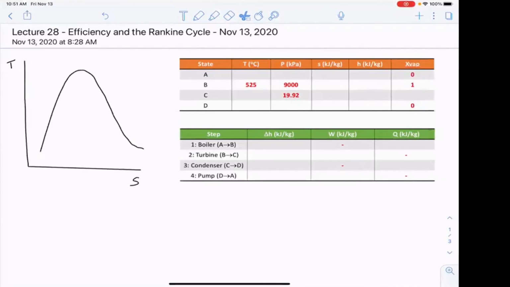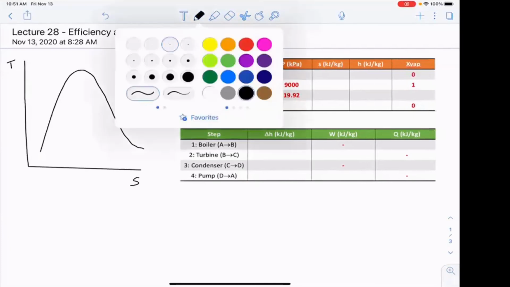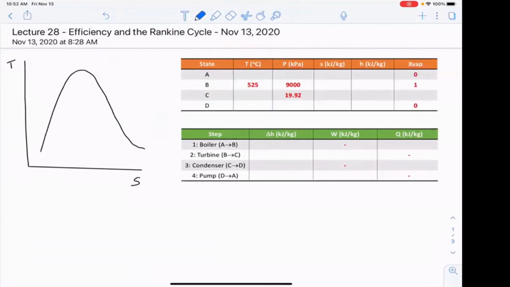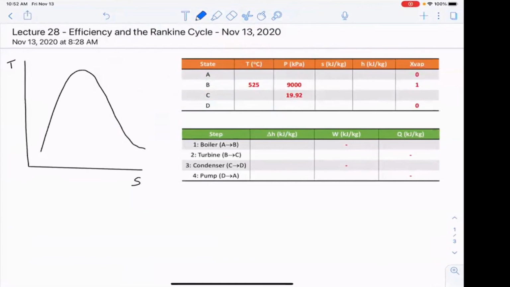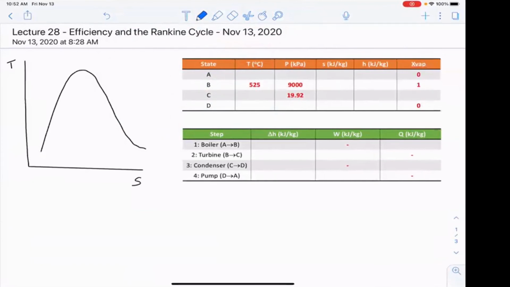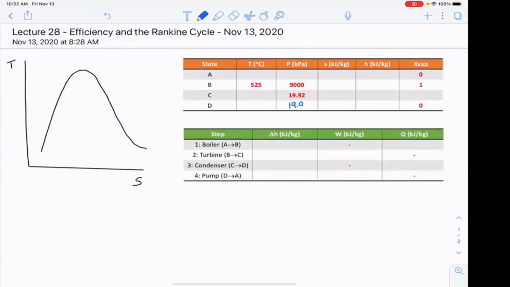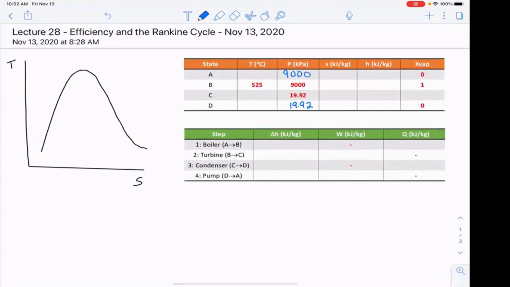Now, the thing that we know about each of these stages is that the PV diagram for the Rankine cycle is horizontal in two locations. So the step from C to D is also done at constant pressure. And A to B is also done at constant pressure. So just from the problem statement itself, we know that the pressure here is 19.92 kilopascals. And we know that the pressure in state A is 9,000 kilopascals.